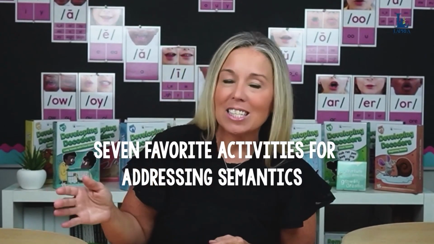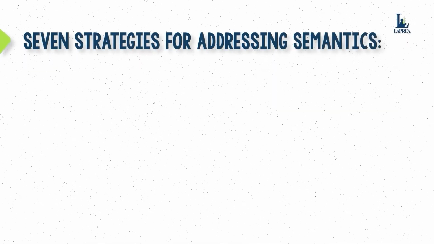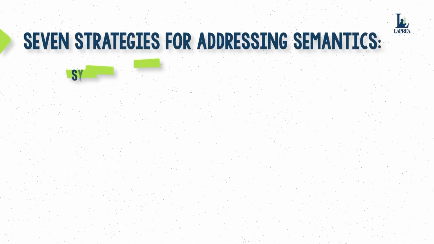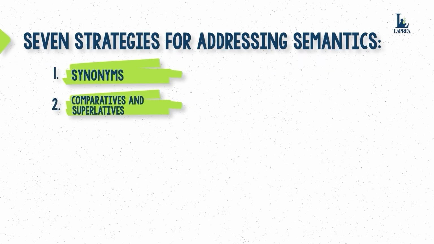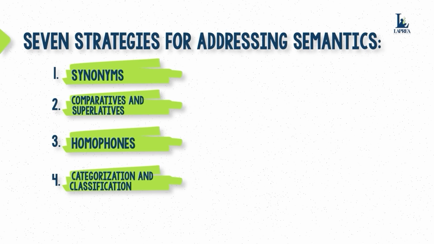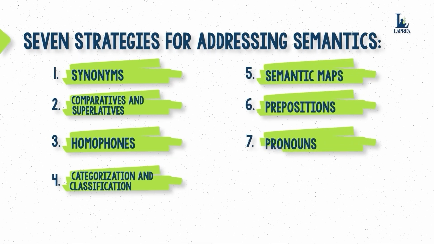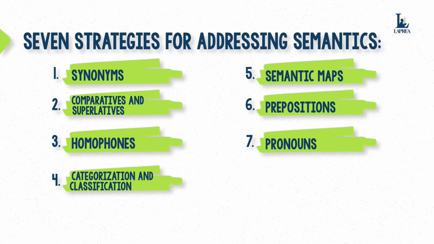So important. All right, so now for the reveal. We are going to jump into my 7 favorite activities for addressing semantics while building background knowledge. The 7 different strategies for addressing semantics are synonyms, comparatives and superlatives, homophones, categorization and classification, semantic maps, prepositions, and pronouns. Those are the 7 areas that we're going to talk about when it comes to semantics.